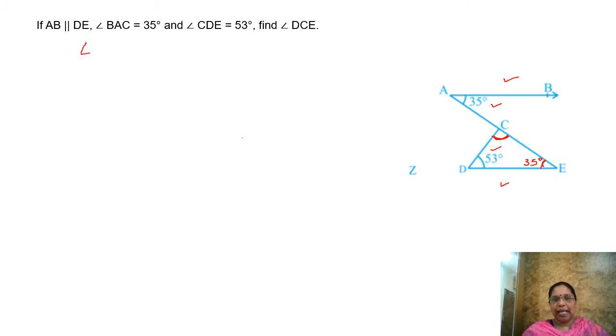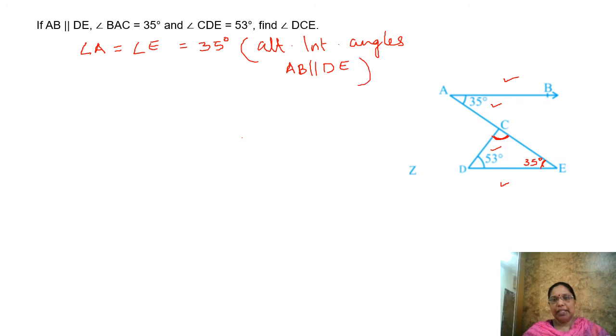Now we know that angle A is equal to angle E is equal to 35 degree. That is what we have written first. What is the reason? They are alternate interior angles. Which are the lines parallel? AB parallel to DE. In that case, A and E are alternate interior angles.